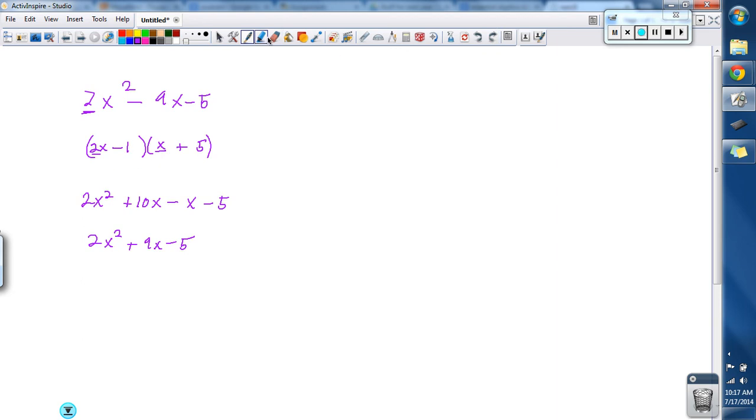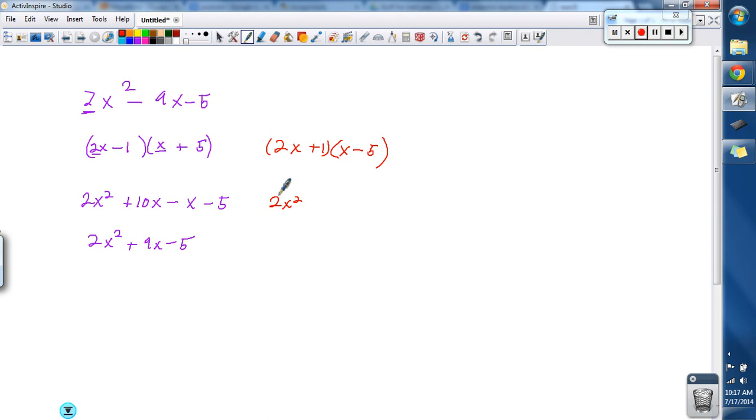So let's try an alternative one. Let's try 2x plus 1 times x plus 5. Let's see if this one works. So I multiply the 2x times x, and I get 2x squared. I multiply, oh, I'm sorry, that's supposed to be a -5. There we go.